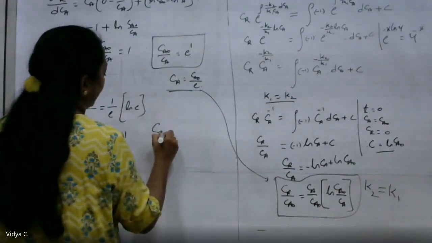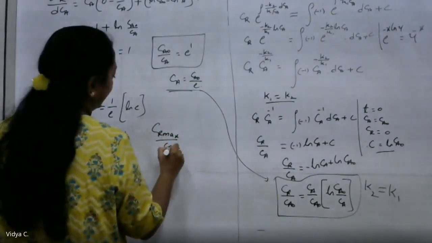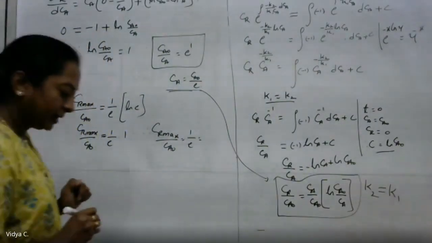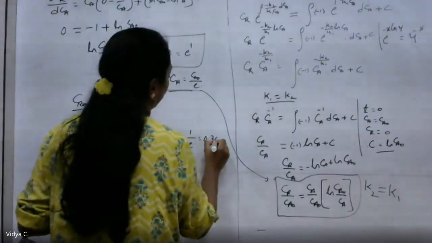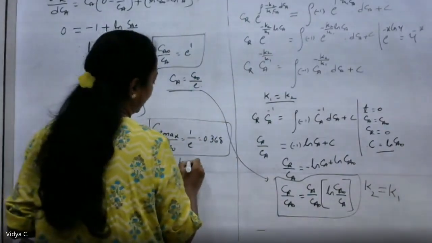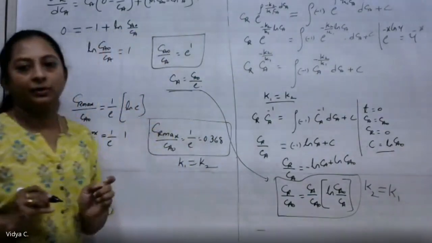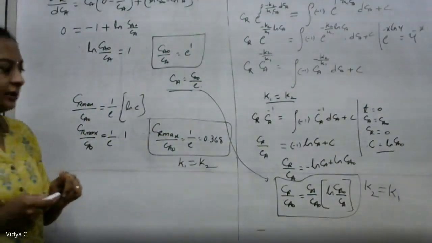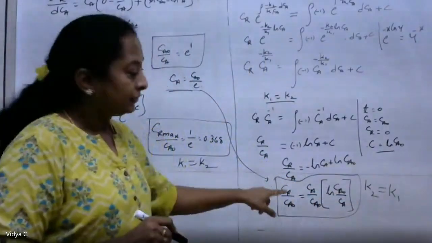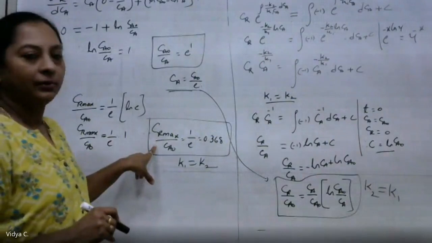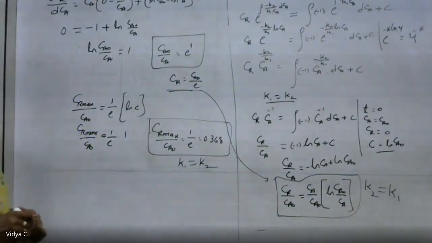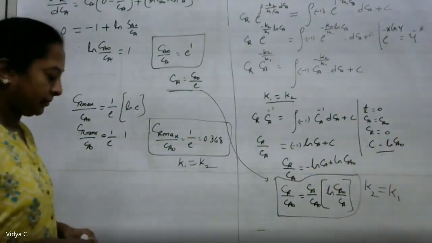And therefore, CR max by CA naught is equal to 1 by E, and if you find the value, it is 0.368. This is your value for CR max at K1 is equal to K2. Make a note of that. So you have two relations here: CR by CA naught when K1 is equal to K2, and for the same case, you have got the value for CR max by CA naught. Note it. Too much of mathematics, but you have to go through.